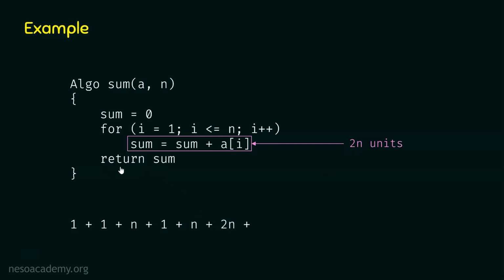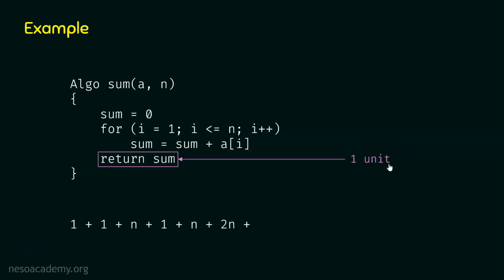Now what can we say about this statement, return sum? This is just one instruction and hence it will take 1 unit of time. So we can add 1 here for this instruction. Now here we can calculate the total frequency count of this algorithm. This is equal to 4n plus 4 because 2n plus n is equal to 4n, and 1 plus 1 plus 1 plus 1 is equal to 4. So we got 4n plus 4.